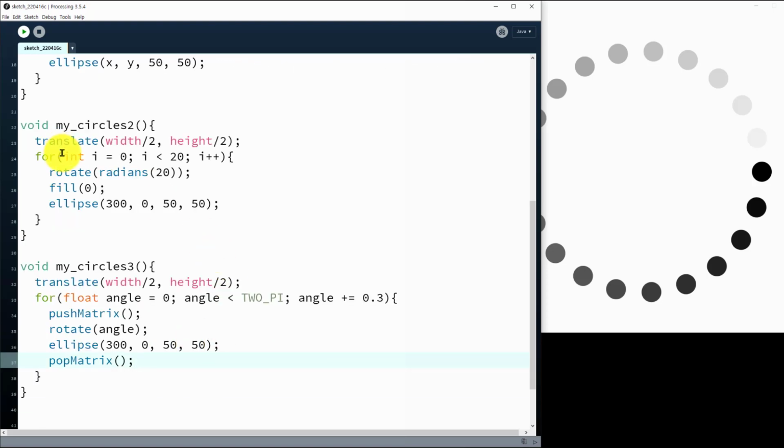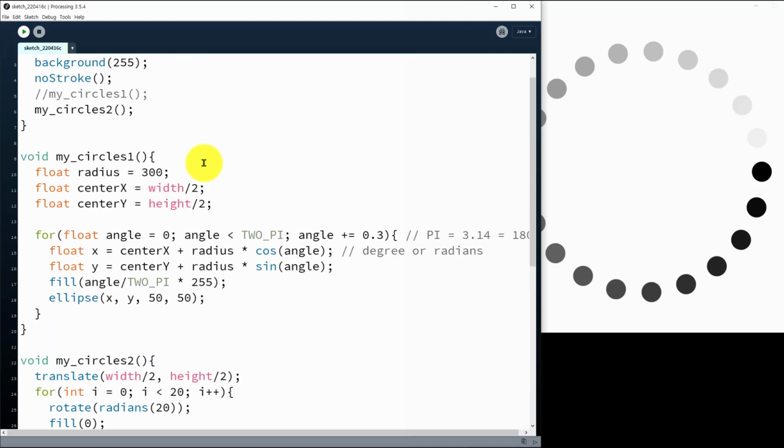So what is the difference? In my circle 2, it rotates 20, right? After rotating 20, one more 20, one more 20. But here it will rotate the angle itself. At first the angle should be 0, so it rotates 0, and then there will be a pop matrix. It will go back to the first status, and the angle will be increased by 0.3. After that, it will rotate 0.3. So using push and pop matrix, if you pop matrix, it'll go back to the first status.